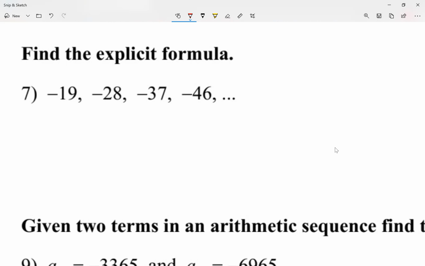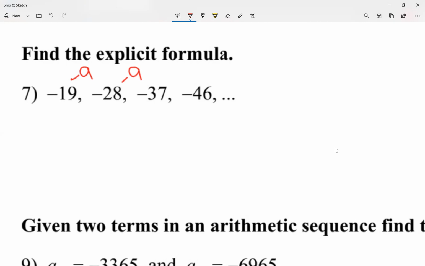Now, first of all, we have to find the common difference. There's a number I keep on adding or subtracting. In this case, I'm subtracting 9. Negative 19 minus 9 is negative 28. Negative 28 minus 9 is negative 37, and so on.